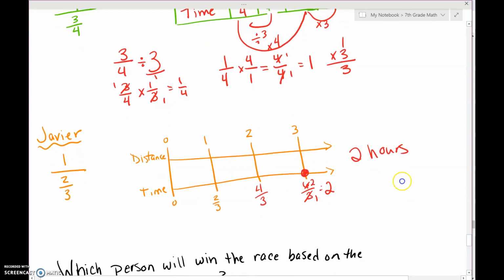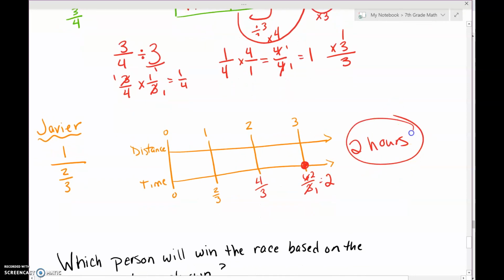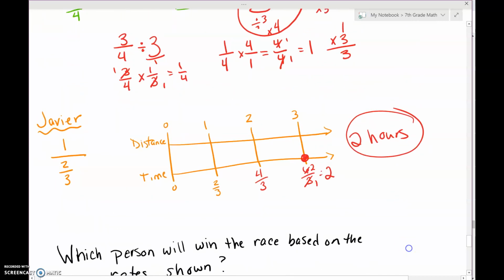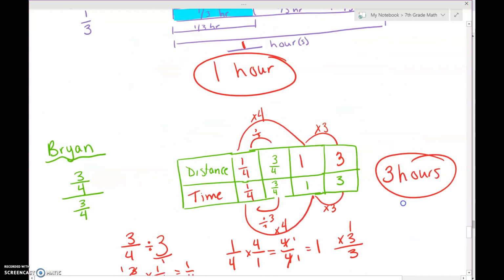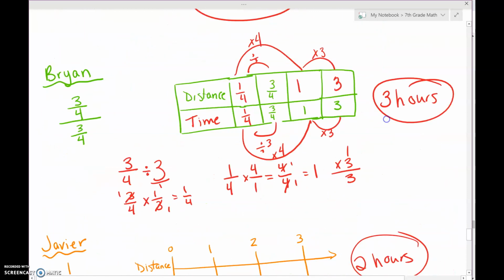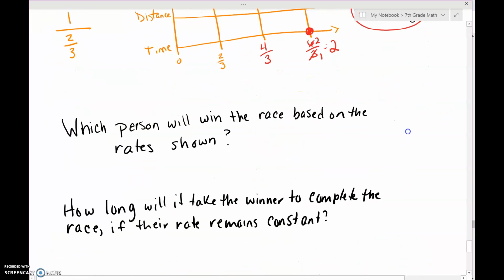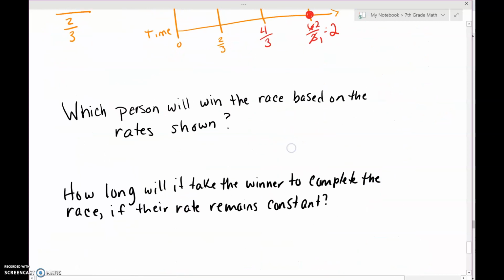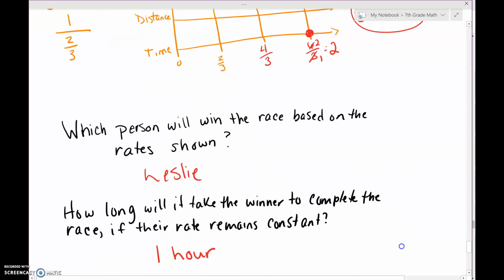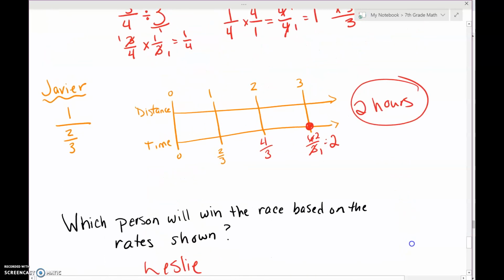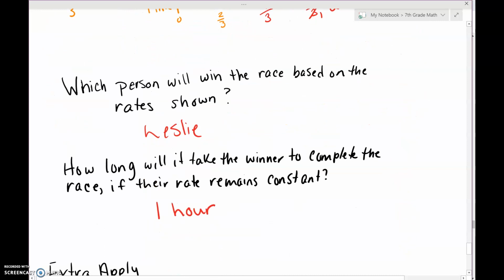So who will win the race based on the rate shown? So Leslie. She is going to go the fastest. And how long will it take her to complete the race if her rate remains constant? We said it should take her 1 glorious hour. She goes pretty quick. I wouldn't want to be Brian. He's out there for 3 hours just constantly paddling. Kayaking's fun. It's not that fun.